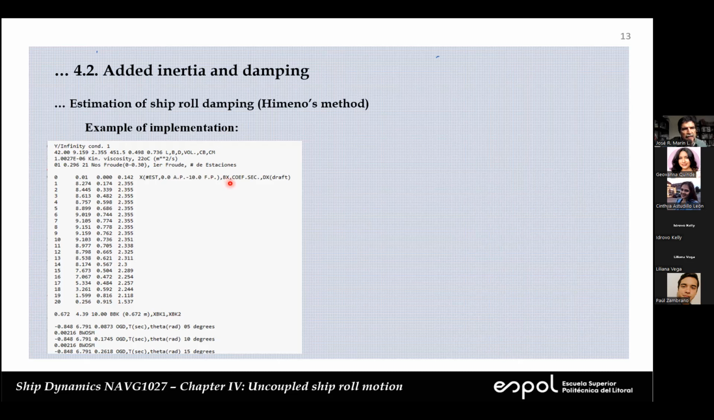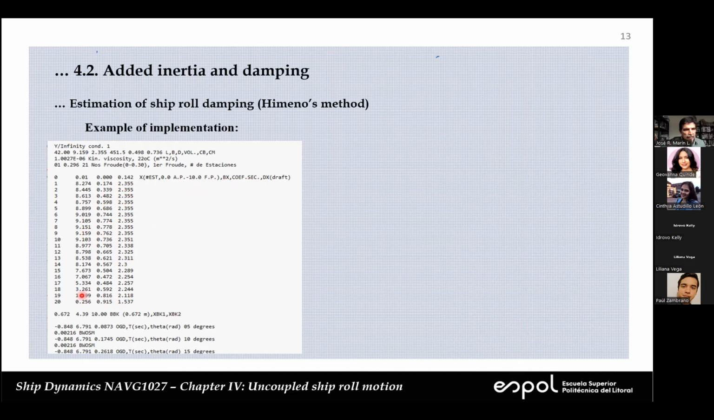Then we have B(x), beam, sectional coefficient, and draft. That information is used to calculate the sectional coefficient of damping at every station and then integrate it. It's basically doing a strip theory analysis.